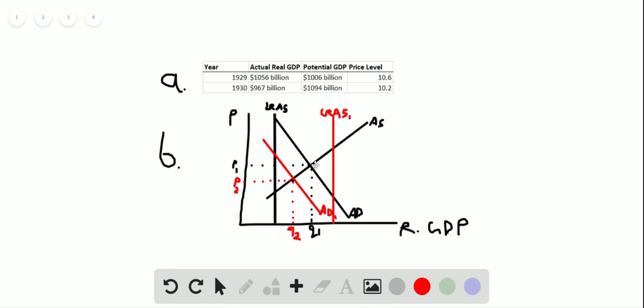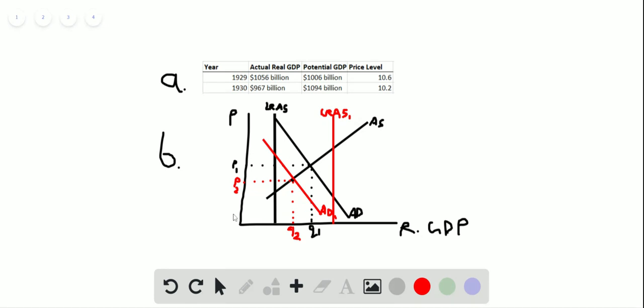After the recession, what happens is you see aggregate demand actually shift to the left, causing real GDP to fall to 967 billion, whereas the price level also falls to 10.2. Now, while this is all going on, the long-run aggregate supply curve actually shifts to the right to LRAS 1. And so this gap between real GDP as well as potential GDP becomes even more pronounced.